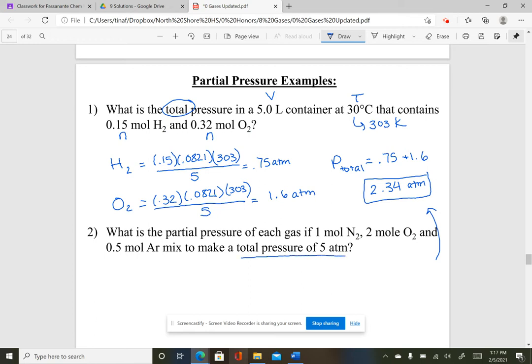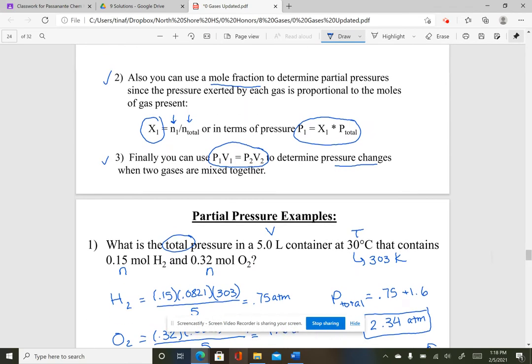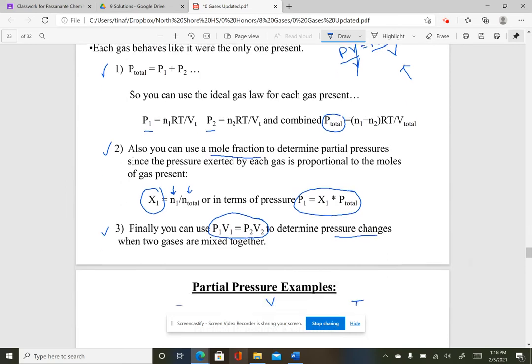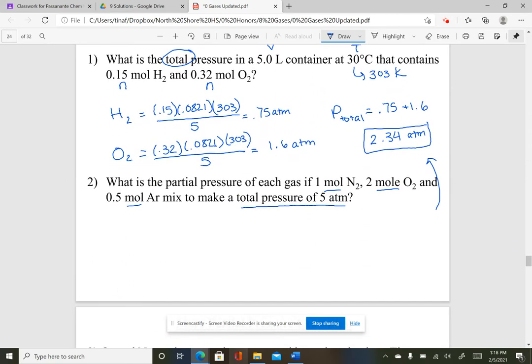So that's the difference, guys. They're giving me the total pressure and asking me to find how much each gas in the mixture is responsible for. If all they're giving me is moles, then the only formula I can use is this second formula, the mole fraction formula. Again, I want to list the gases that are in the question because I need to find each one.